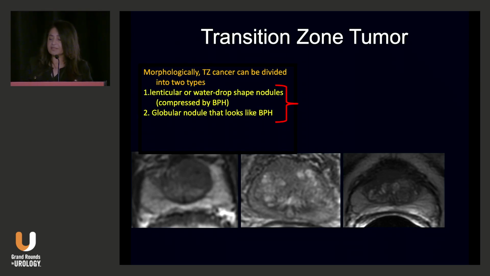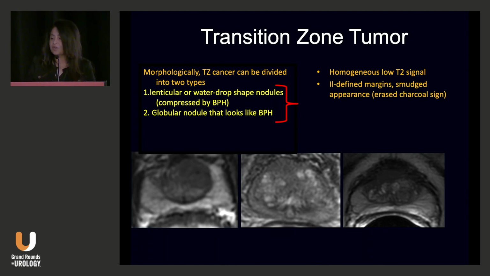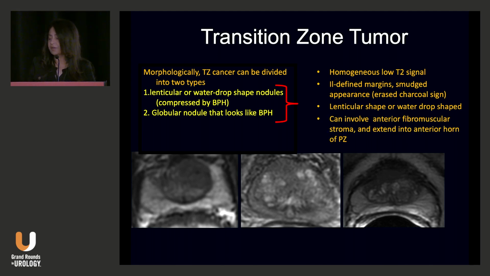And that's because typically the transition zone cancer will be divided into typical lenticular or water drop shaped, or it can be globular where it can mimic BPH. So for example, but it's going to be homogeneous. The key is that it's going to be homogeneous and with ill-defined margins, and once you've seen enough, it's not that difficult, but transition zone is still where we are not the best on MR.